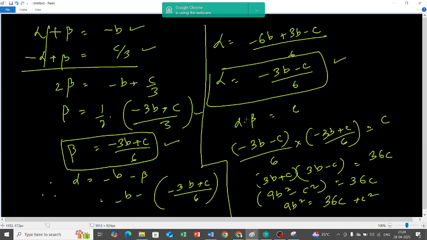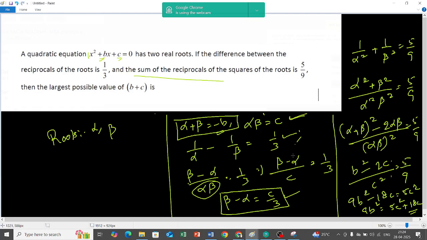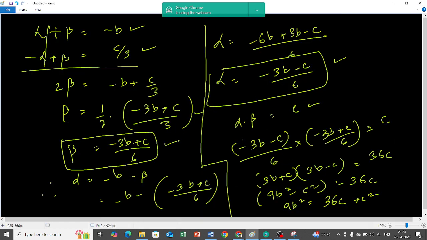Now see, my target is to find out two equations between b and c. That is the reason why I am doing so many jugglings. Now alpha into beta is c, because we got it from here only. I am now directly putting the value of alpha and the value of beta, and that is equal to c. On simplifying this, I get this.